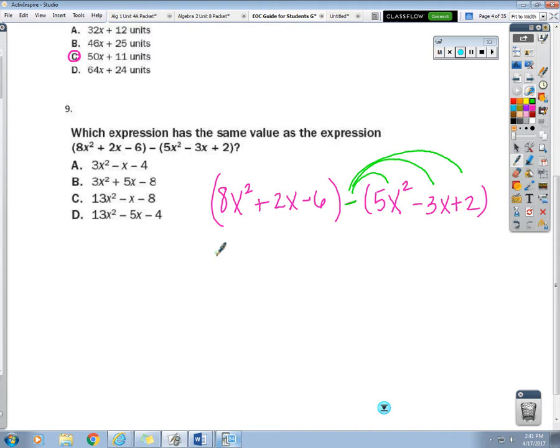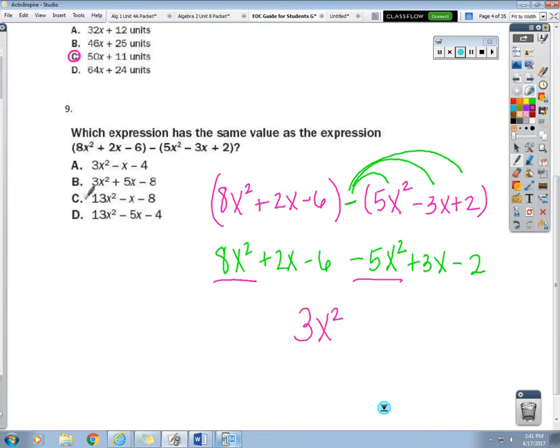So will that affect this first trinomial? No, it'll stay what it was, 8x squared plus 2x minus 6. But in this one, the 5x squared will become minus 5x squared. What will happen to the minus 3x? It'll change to positive, and what will happen to the 2? Minus. Basically, if you're subtracting, every sign will change. Now you just combine like terms. What will combine with the 8x squared? 3x squared. So you can go ahead and eliminate C and D.